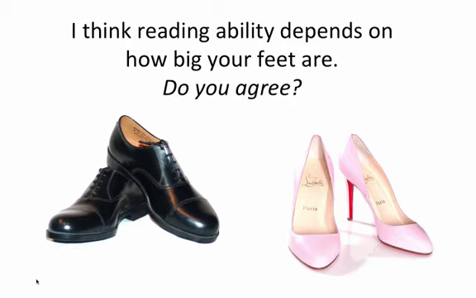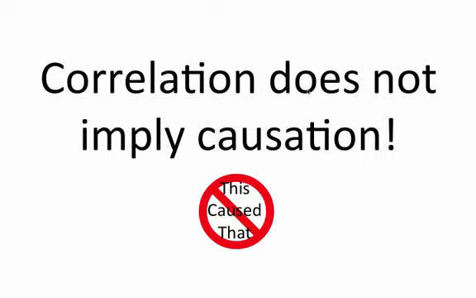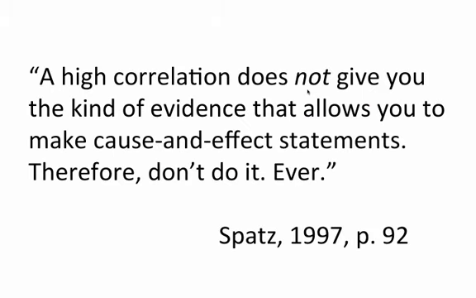So correlations or relationships can appear between variables that you least suspect, but understanding what's going on, again, can be very tricky. So, similar to the statistical principle that we all can't be above average, another important principle is correlation does not imply causation. And here is a good quote that I think really makes this point well. A high correlation does not give you the kind of evidence that allows you to make cause and effect statements. Therefore, don't do it, ever.